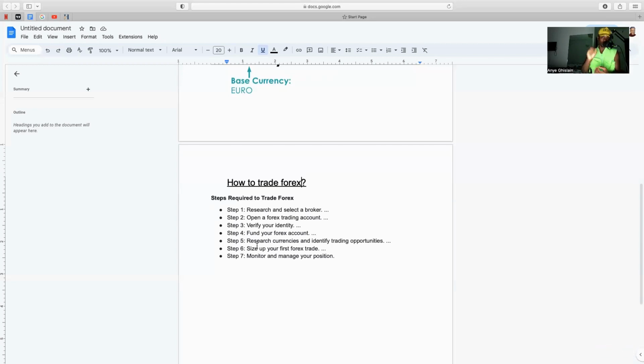So having the account, you need to put money in it. Is that money that you would trade? And if you're correct, you double it, triple it, quadruple it, whatever the case may be. So now let's go on to the fifth step here. Research currencies and identify trading opportunities.